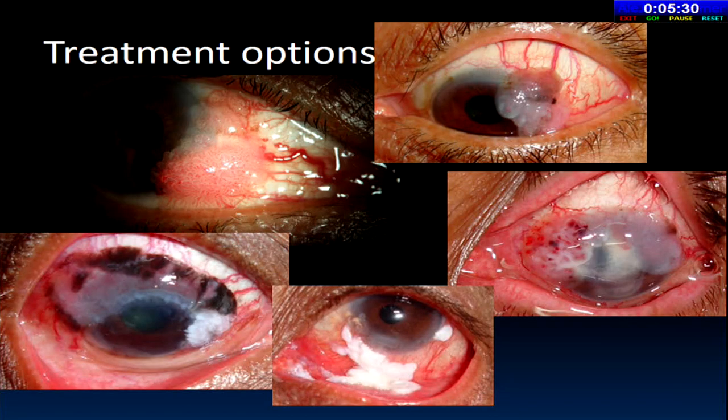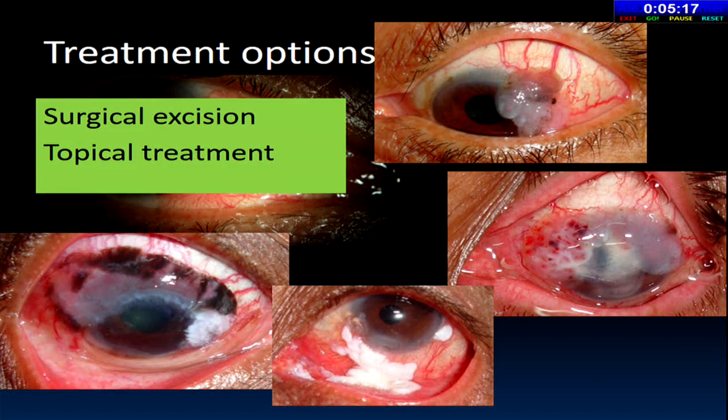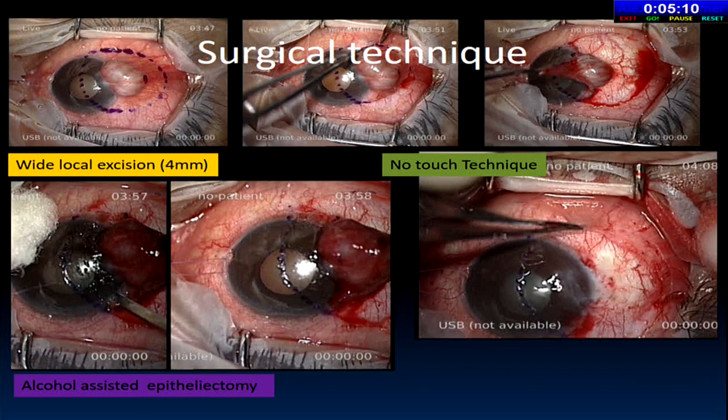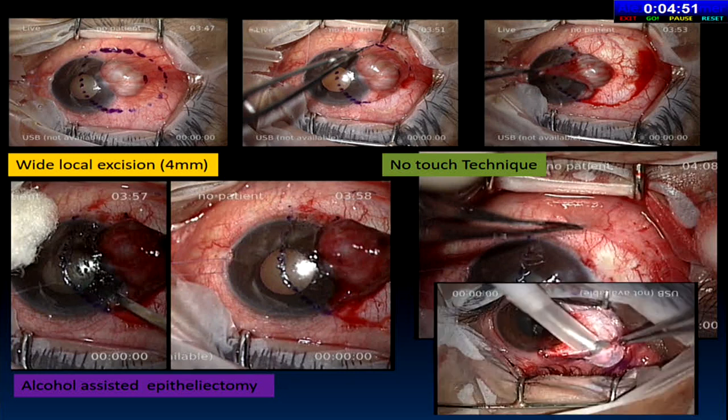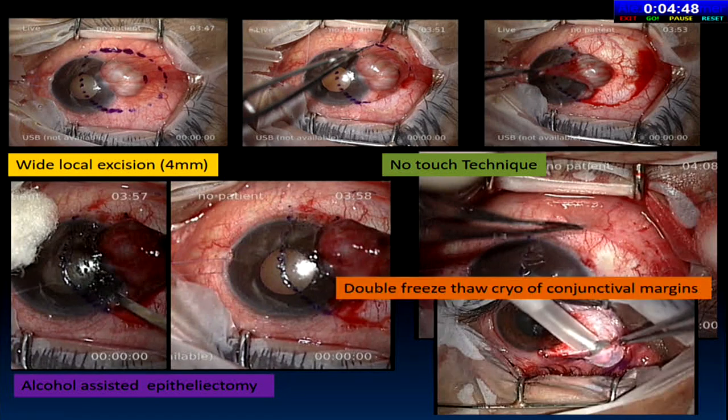So what are the treatment options? Of course, you want to treat the patient with something that would reduce the recurrence rate in these patients, thus reducing the morbidity. So you could do surgical excision, which still remains the standard of care, and then you have topical treatment. We know that the surgical technique is quite well defined for ocular surface squamous tumors. It has to be a wide local excision with no touch technique, because we don't want to touch the tumor. If you touch the tumor and manipulate it, it will cause seeding of the surrounding conjunctiva, bringing about recurrences. Also, you would want to do an alcohol-assisted epithelialectomy of the involved corneal epithelium and a reverse double freeze-thaw cryo of the conjunctival margins.